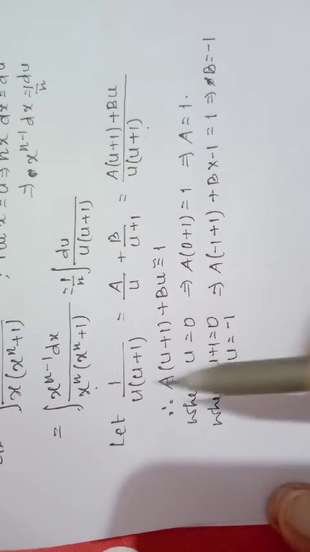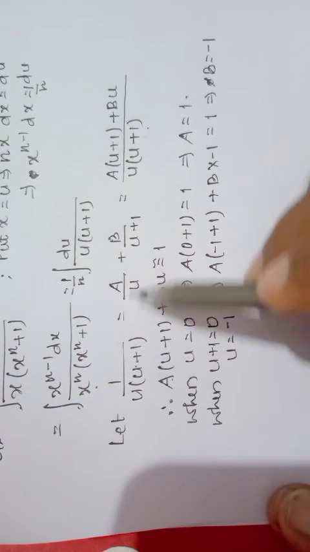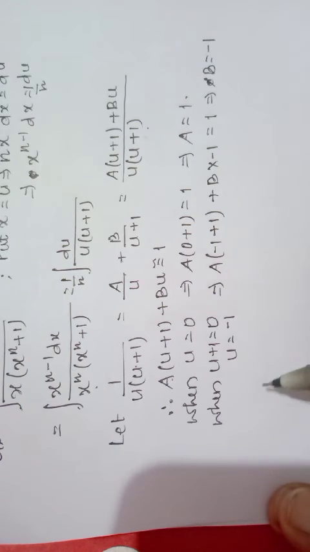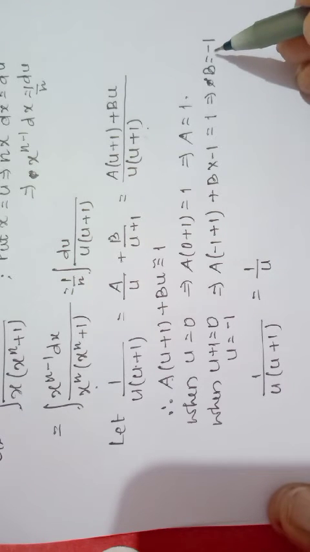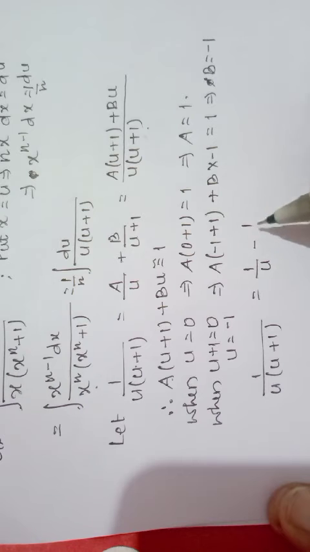Write down these values in the equation. So 1 upon u into u plus 1 should be written as 1 upon u, since b is negative, so minus 1 upon u plus 1. Now integrate both sides.